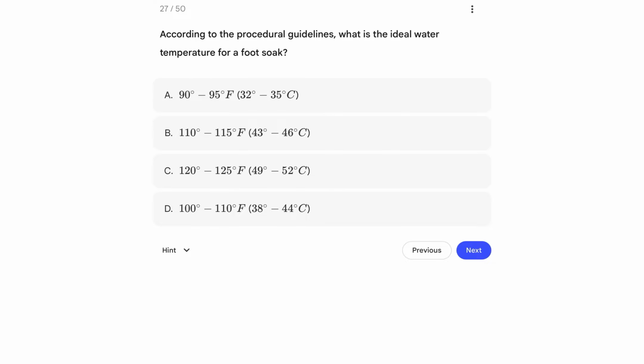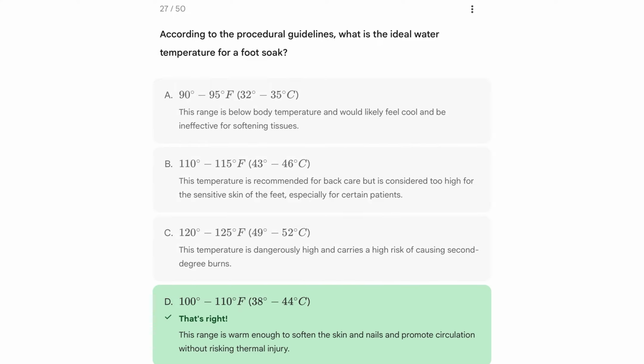Option D. So, for hand soak you need to use warm water, right? If it is more than 105 degree, you should not use it as warm water. You just say water with a temperature of 100 to 110 degree Fahrenheit. That is the correct answer.